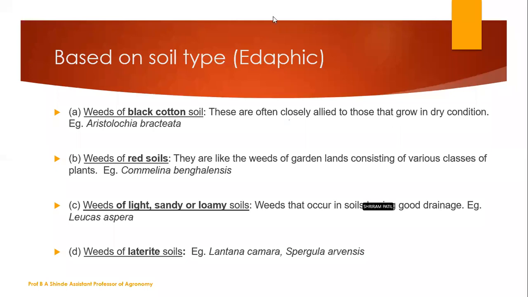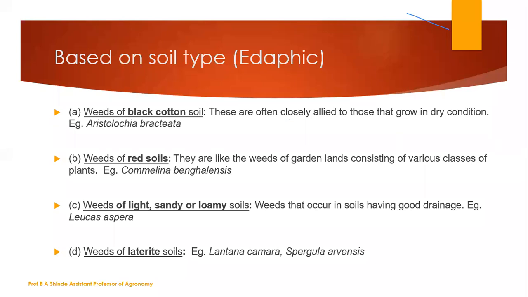Then the weeds of the black cotton soils are closely allied to those that grow in dry conditions. Generally, the black cotton soil is observed in the dry areas. Such an example is Aristolochia bracteata. These are actually one of a number of weeds which are observed in this type of soil.